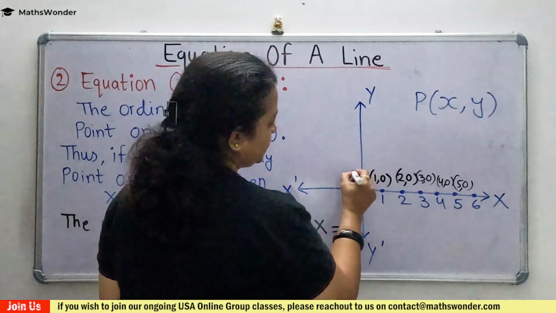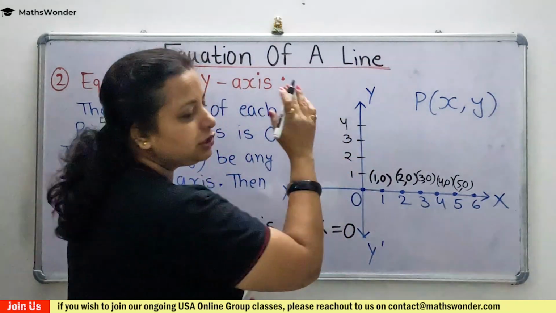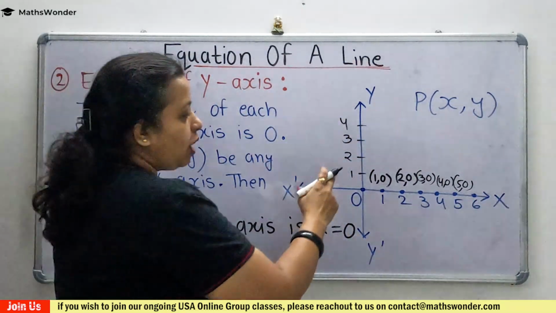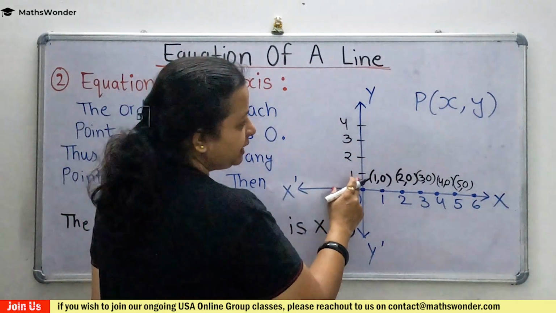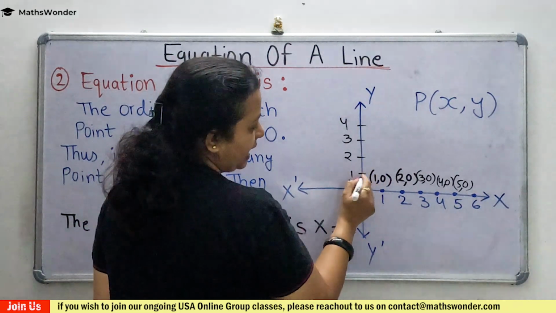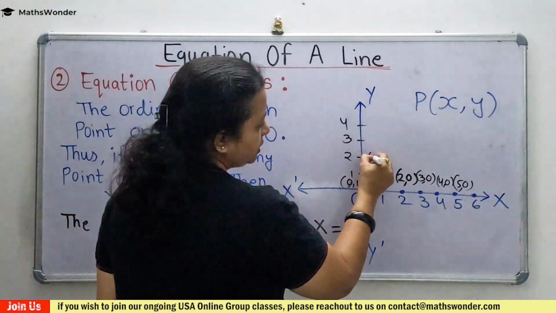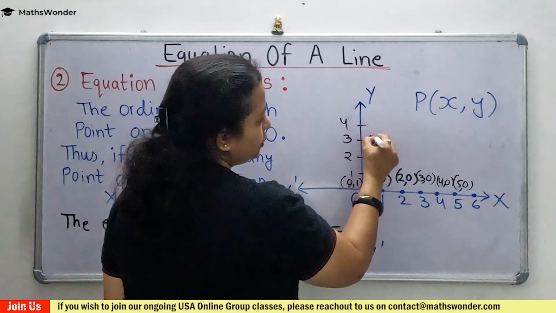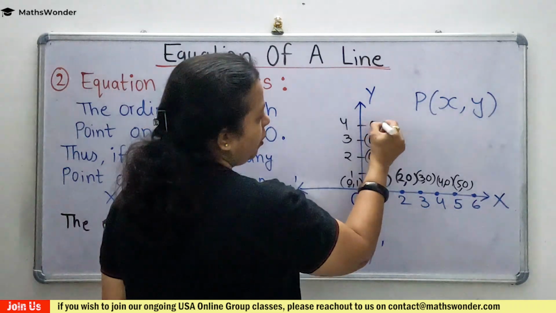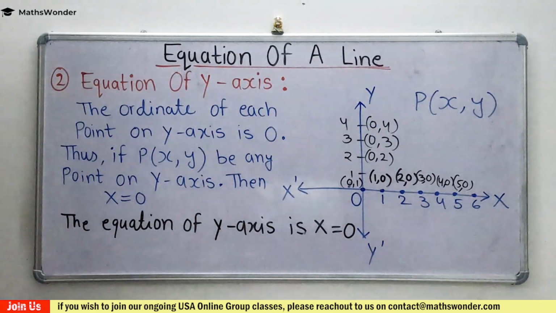This is your 1, 2, 3, 4 and so on, right? So how will you write it? The coordinate y is 1, right? Here y is 1 but x is 0. So (0, 1), (0, 2), (0, 3), (0, 4) and so on. Understood? Any confusion?